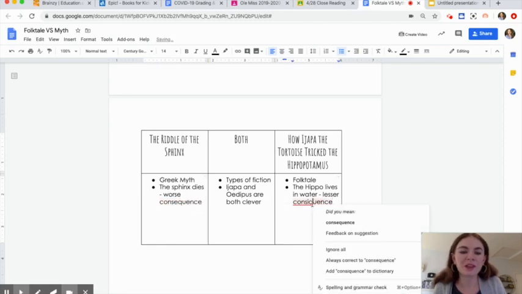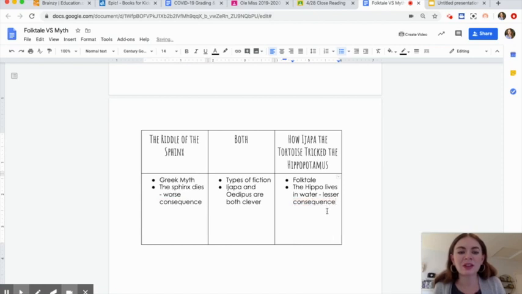If you ever spell something wrong, this is a great way to correct it. You just click on the word and it'll correct it for you. Cool trick. All right, awesome. So we've gotten started. We've identified two things that are similar about the text and two things that are different about the text. So we have 2, 2, and 2.